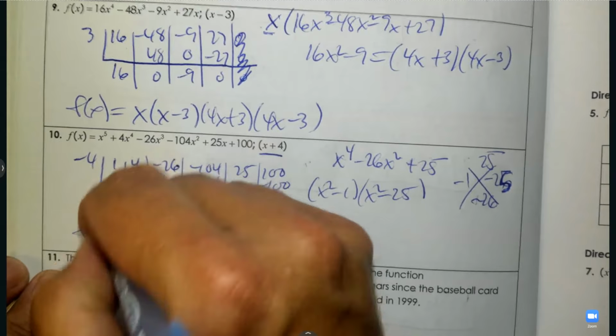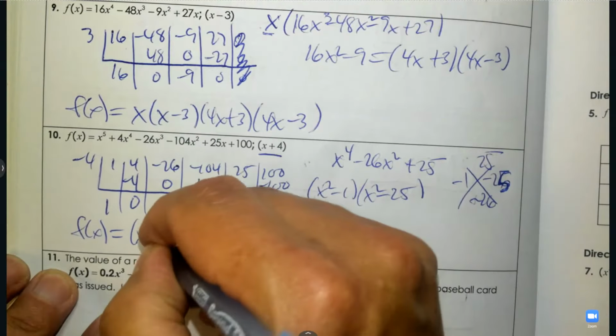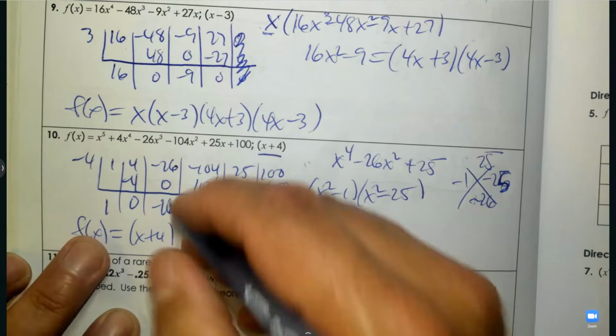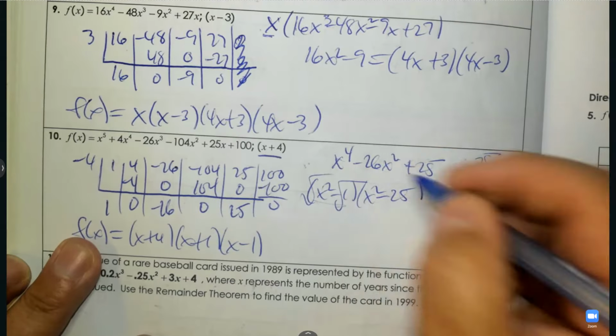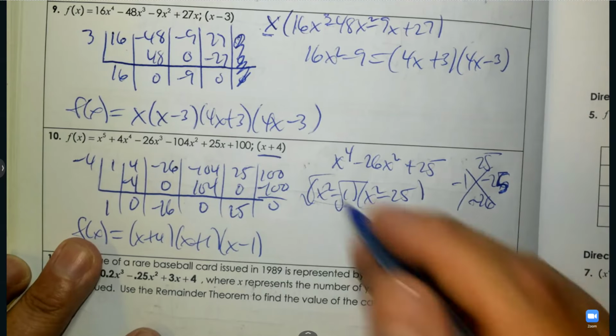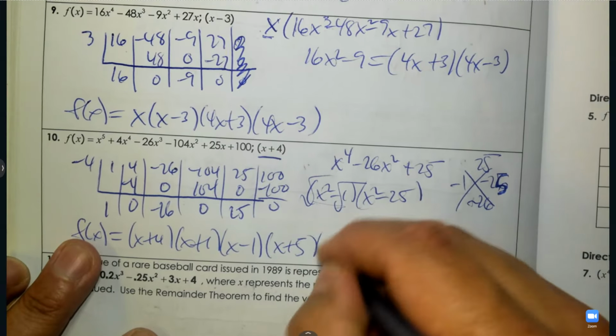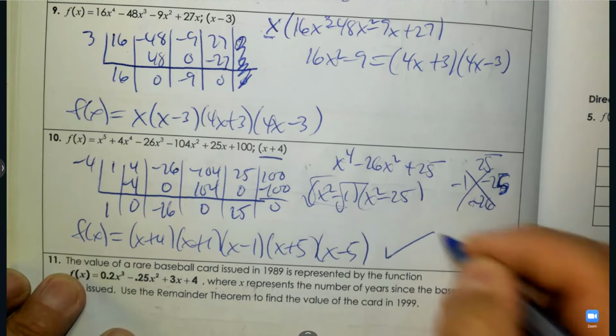So we start with what we start with, x plus 4. Then this is x plus 1, x minus 1 by square rooting. This one, difference of squares, square root, is x plus 5, x minus 5. And there they all are.